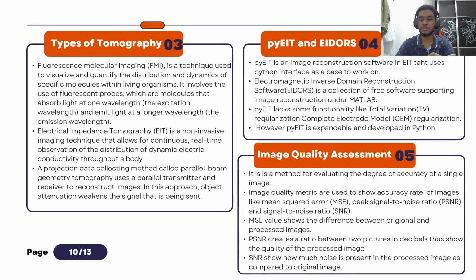And then the last one, we have a project data collecting method called parallel beam geometry tomography. It uses a parallel transmitter and receiver, meaning that the transmitter and the receiver are on opposing sides, creating reconstructed images. In this approach, object attenuation weakens the signal that is being sent, and mostly this is implemented in CT scan and MRI and also PET.